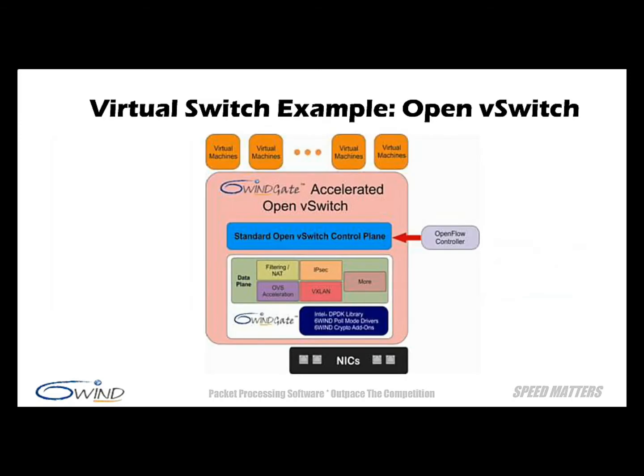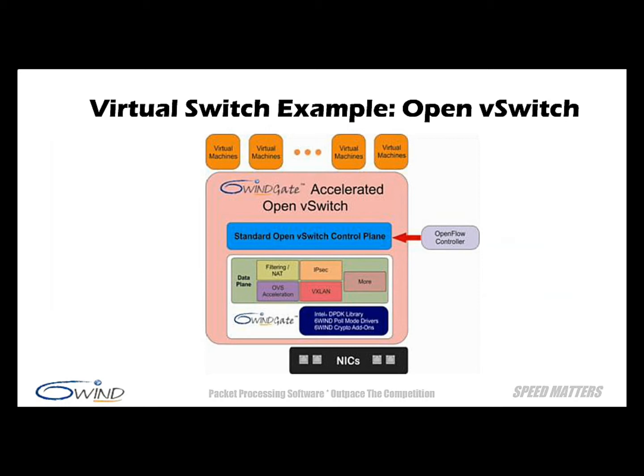The first example is the virtual switch example. 6WIND's software running inside the hypervisor can accelerate the standard virtual switch from openvswitch.org. This is done by offloading packet processing from the Linux OVS data plane to the 6WINDGate FastPath running on dedicated cores.